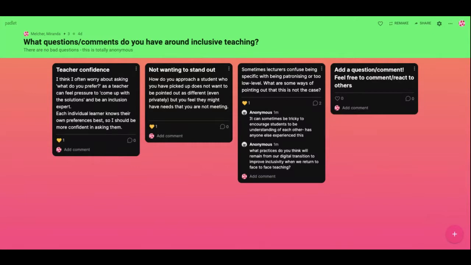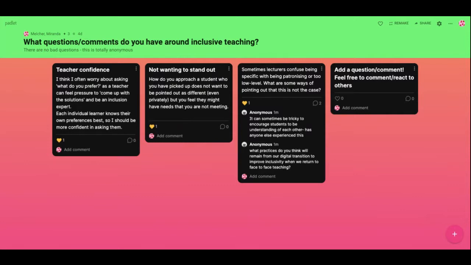So, teacher confidence. I think I often worry about asking, what do you prefer as a teacher? You don't want to create pressure to come up with a solution or be an expert on inclusion. So I think that's a really understandable concern to have. But the idea here is that we can avoid specifically asking each learner their preferences, what works for them. So it's different from saying, student, how do we improve inclusivity, right? That's a huge question that maybe does create some pressure and is not the most fair.